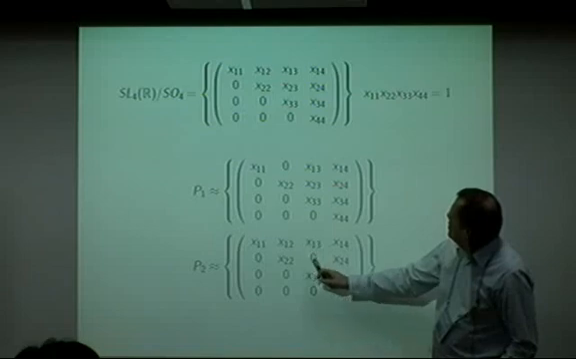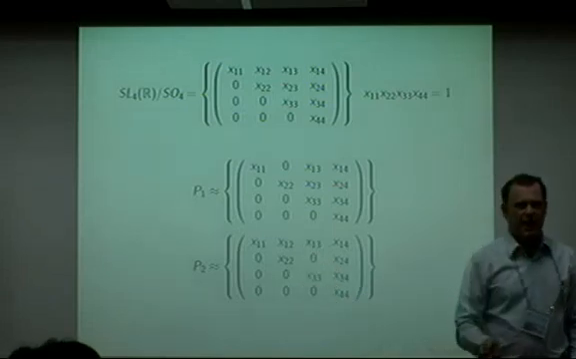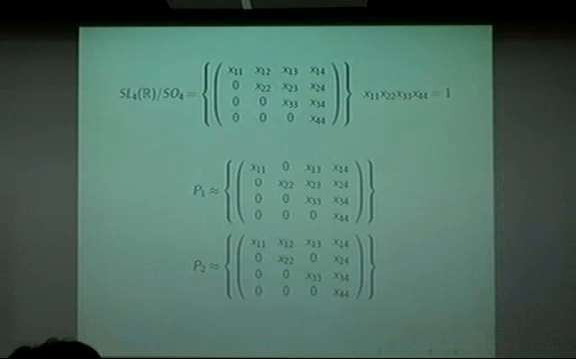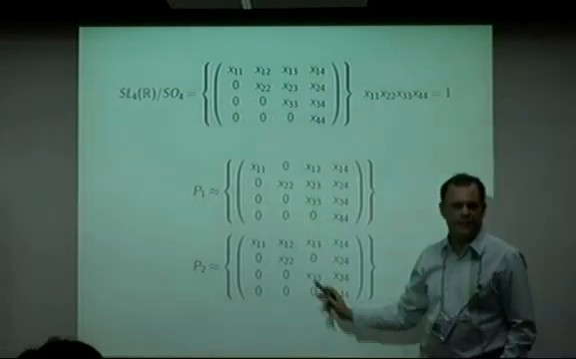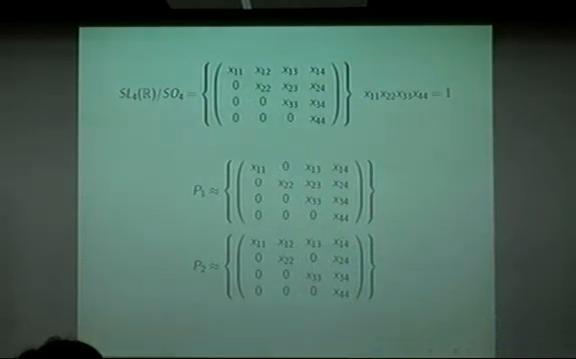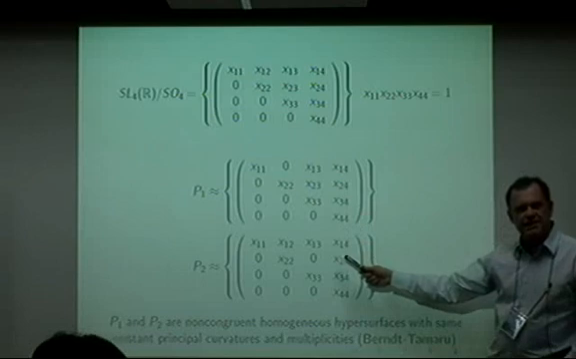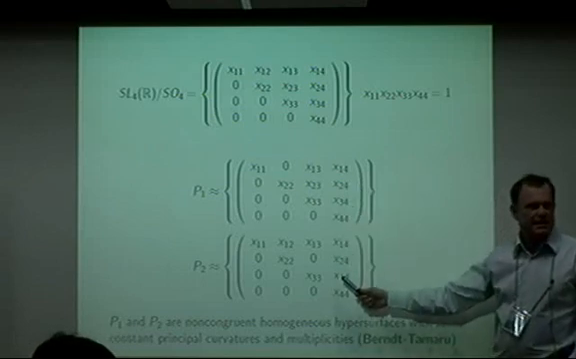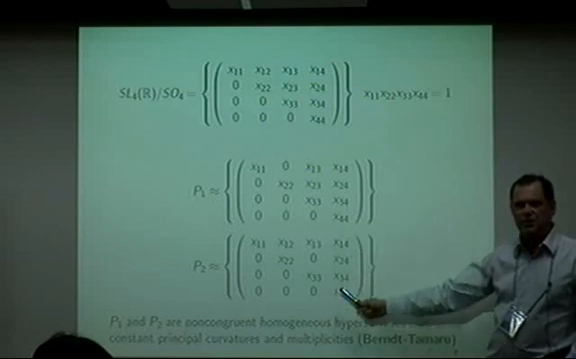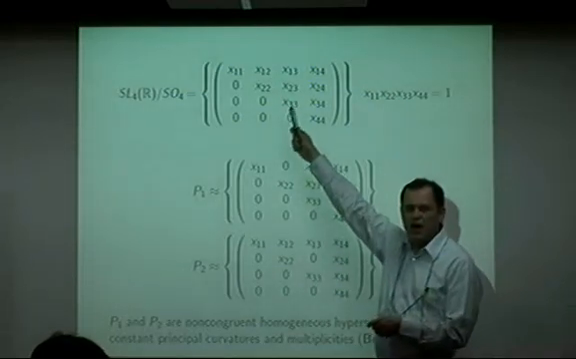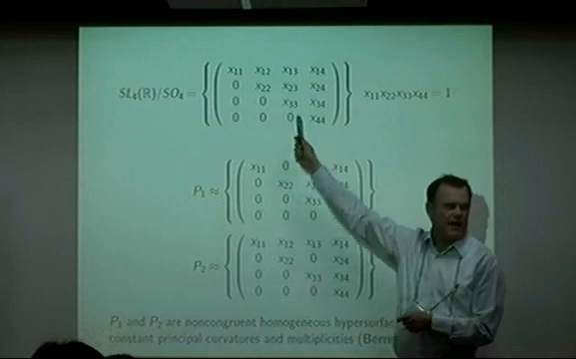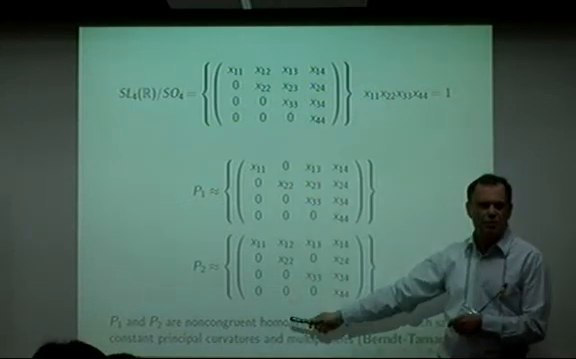And here, we put the coordinate x23 equal to 0. We get another hypersurface. Both are homogeneous hypersurfaces. One sees this from the construction. So these are two homogeneous hypersurfaces in this symmetric space. And it's quite remarkable that these two homogeneous hypersurfaces have the same principal curvatures and the same multiplicities, but they are not congruent to each other. So there is no isometry of the ambient manifold SL4R over SO4, which maps P1 to P2.